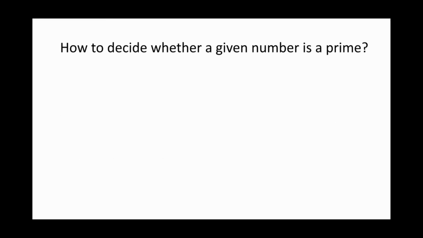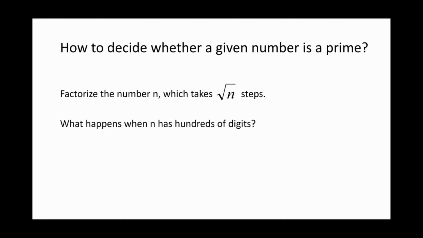This is our first question: how to decide whether a given number is a prime? The simplest way is just to try to factorize the number, but this method takes the square root of n steps. So, what happens when the number has hundreds of digits? Of course, the former method can't apply to this case.